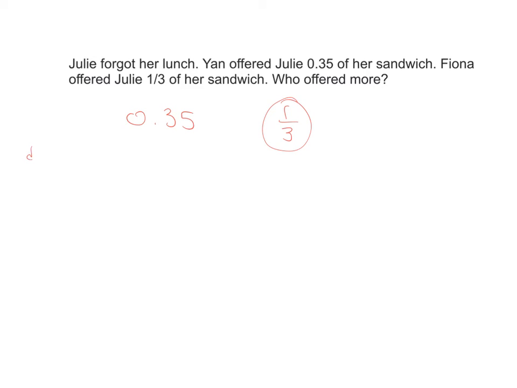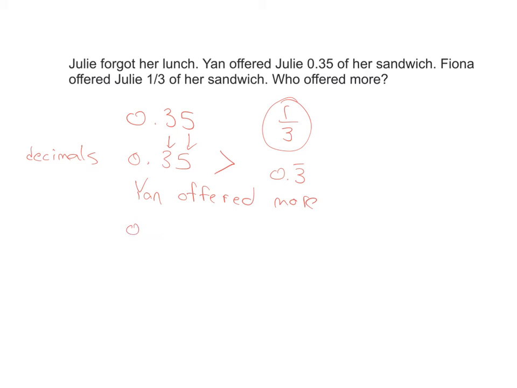So the first thing we're going to do is let's deal with this as decimals. So 0.35 is a decimal. I'm hoping a third we're becoming really familiar with. We've worked with a third already a few times. It's 0.3 repeating. So which one's bigger? 0.35 or 0.333333 repeating forever? And you can see both have 3's in the tenths. In the hundredths, the 5 would beat out the 3 in the hundredths. So this is bigger. So who offered more? Yan offered more.